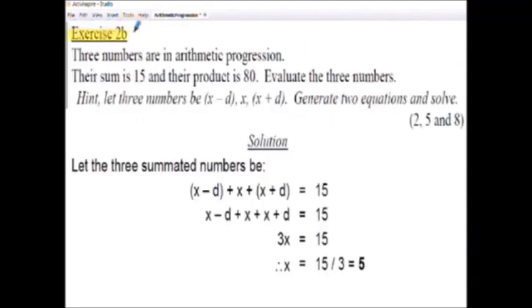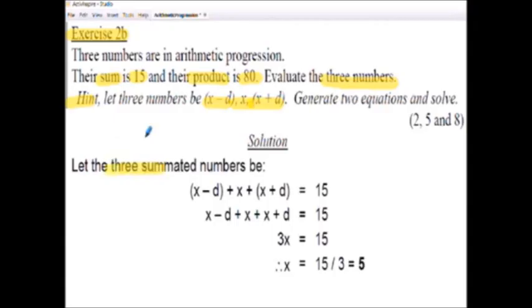Exercise 2b, we've got three numbers in an arithmetic progression here. Their sum, in other words when you add the three numbers up, is 15, and their product, in other words if you multiply the three numbers together you get 80. We've got to find what these three numbers actually are. There's a hint given to us here to let the three numbers be written as x minus d, x, x plus d. And again that follows an AP, common difference is d in this case. We're going to generate some equations and solve here.